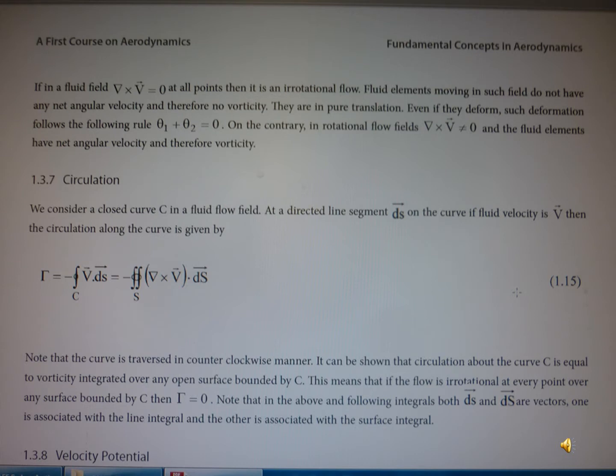Circulation. If we consider a closed curve in a fluid flow field, and the directed line segment ds vector on the curve, and the fluid velocity is the v vector, then the circulation along the curve is given by tau equals minus the closed curve integral of v dot ds, equal to minus the double integral of del cross v vector dot dS.